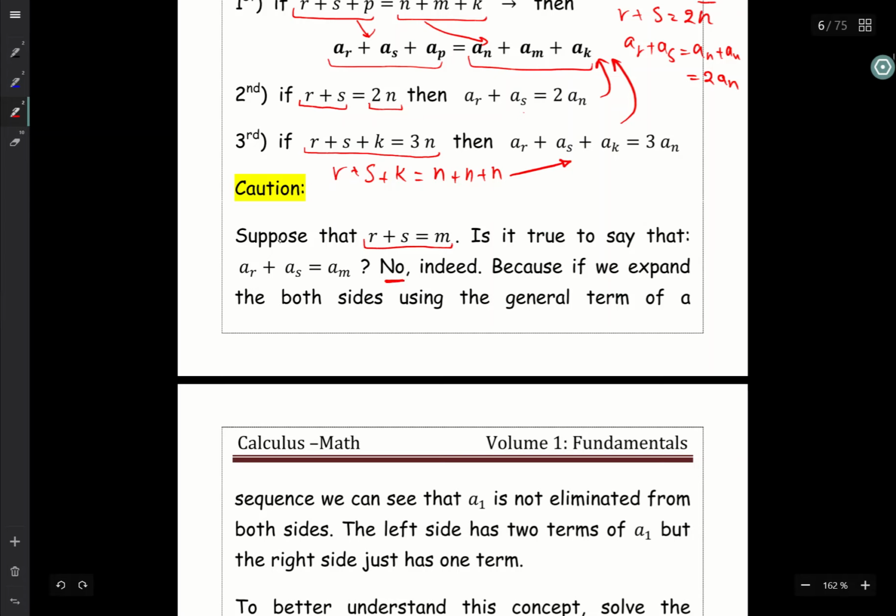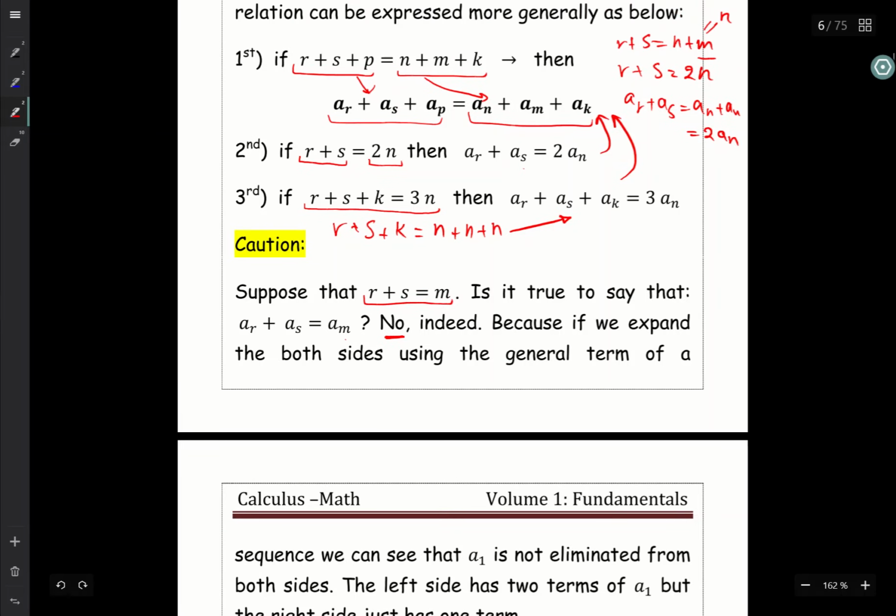Now the caution here is that if r plus s equals m, then it is not true that ar plus as equals am. The key here is the first term. If I calculate ar plus as, it is a1 plus (r minus 1)d plus a1 plus (s minus 1)d. If I calculate am, it's a1 plus (m minus 1)d. Now see what happens if we sum these two. It's 2a1 plus (r plus s minus 2)d, and r plus s is equal to m. So ar plus as equals a1 minus d plus am, and it is not equal to am.